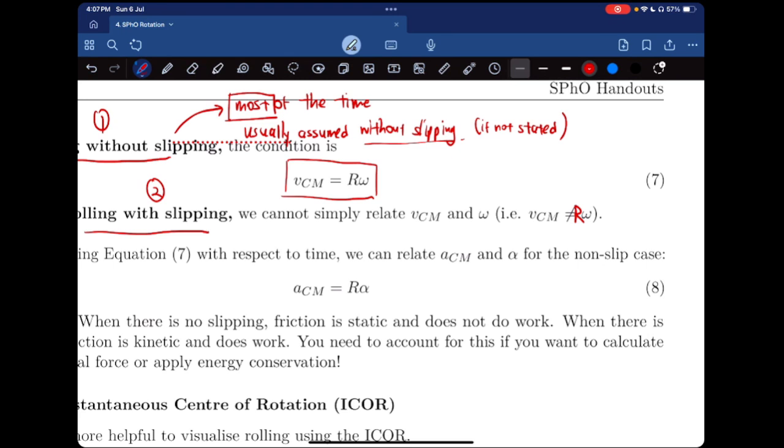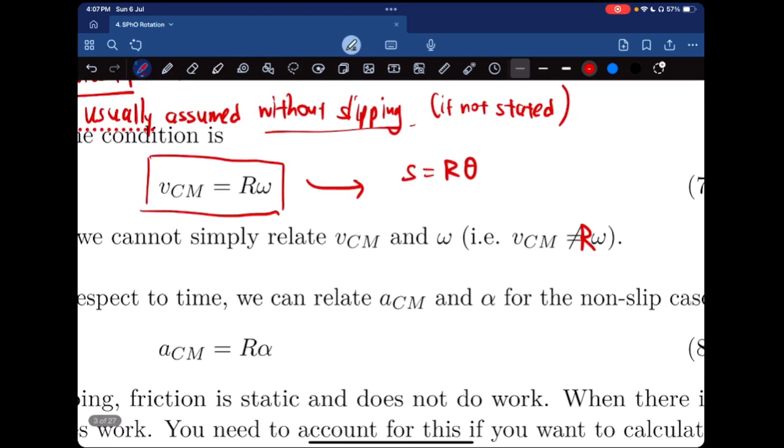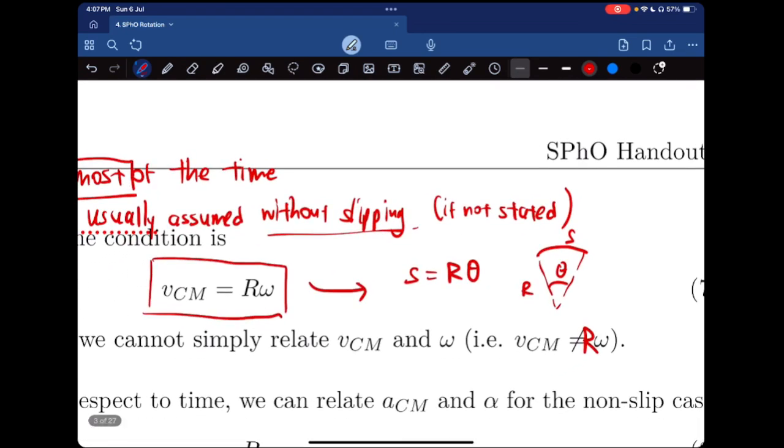And how we actually get equation 7 is because when something is rolling without slipping, basically your normal formula for your arc length is this, where S is your arc length and theta is the angle that spans it. And if you just differentiate this with respect to time, then you end up with this.